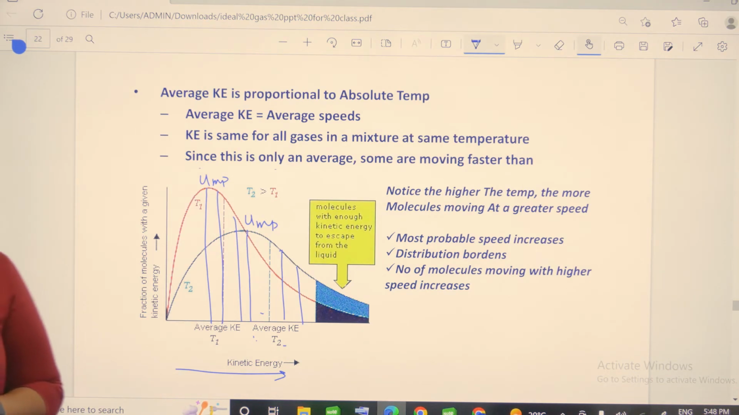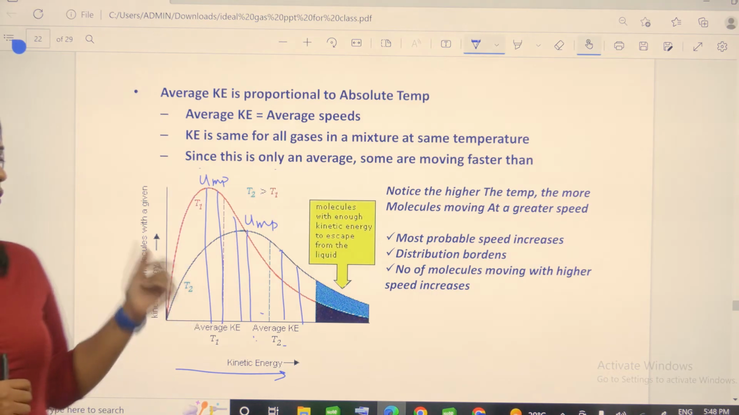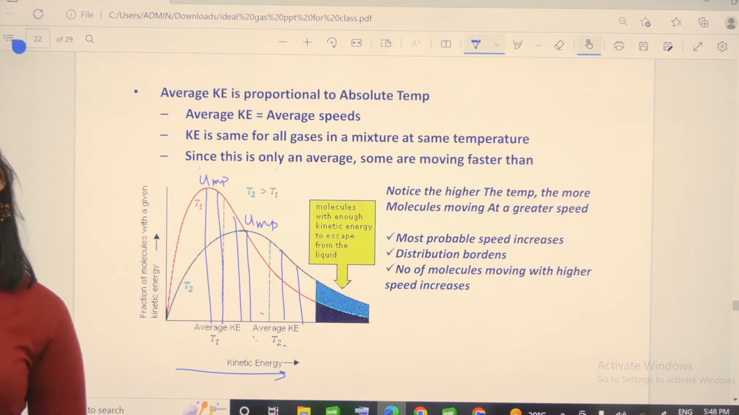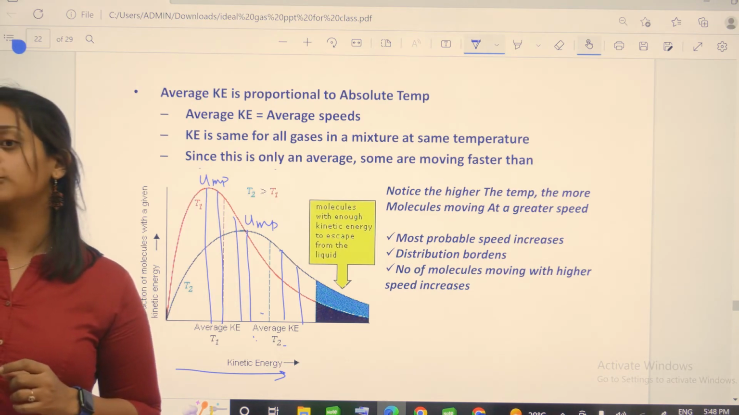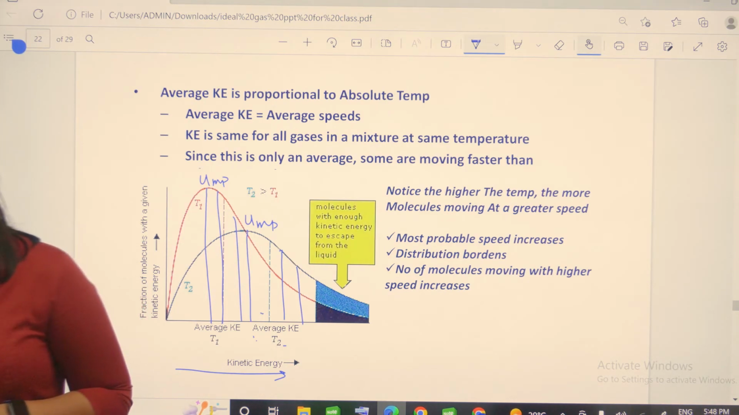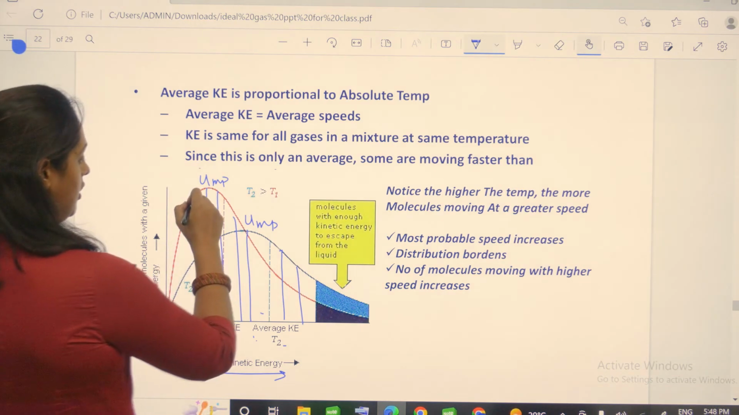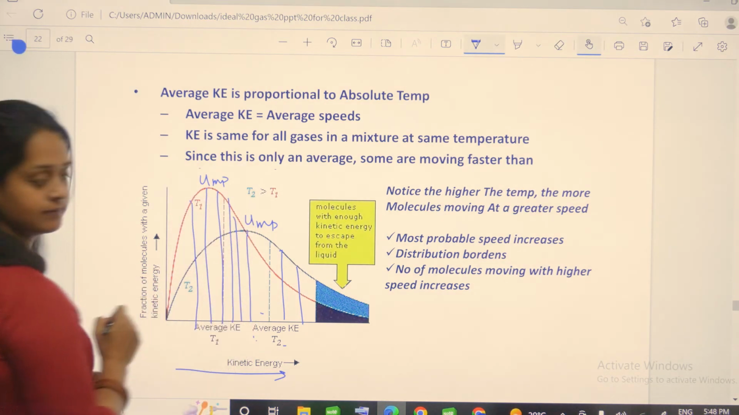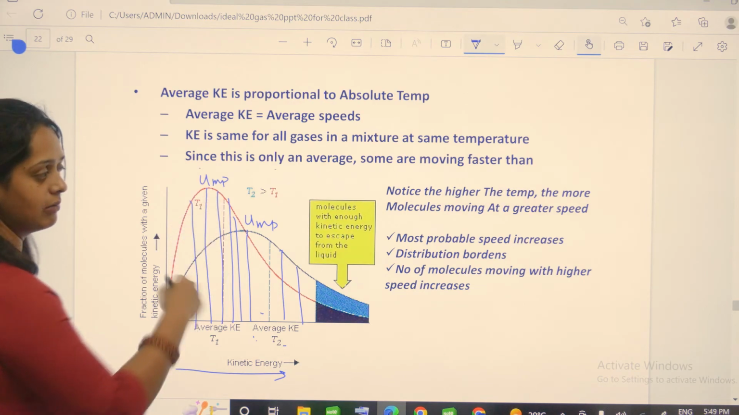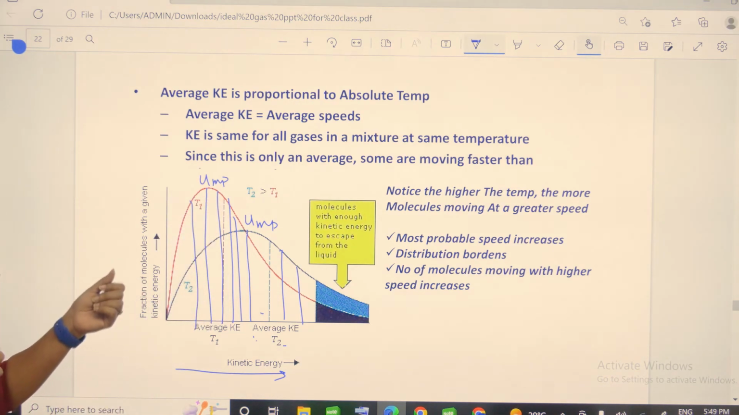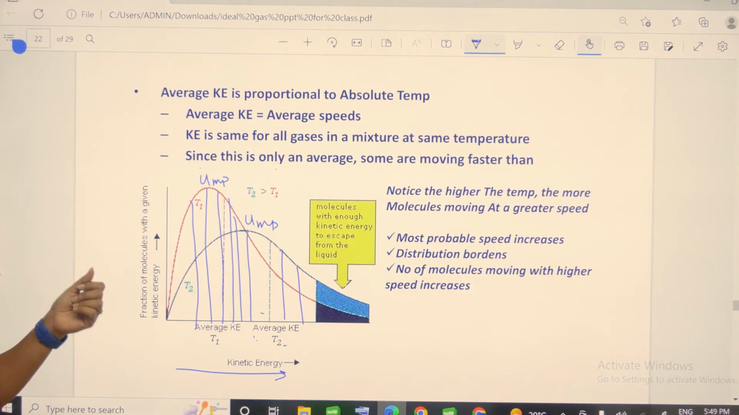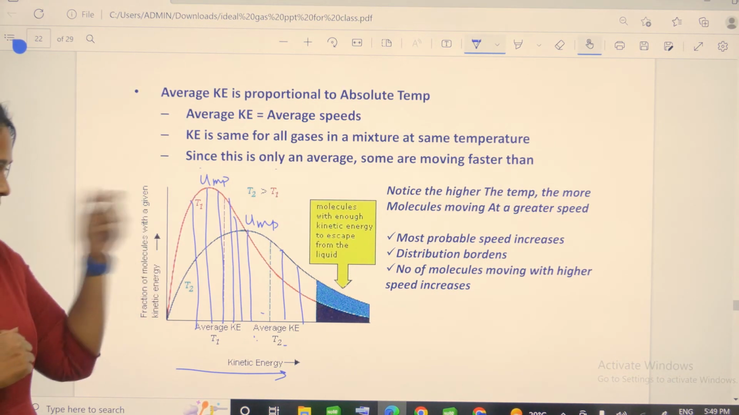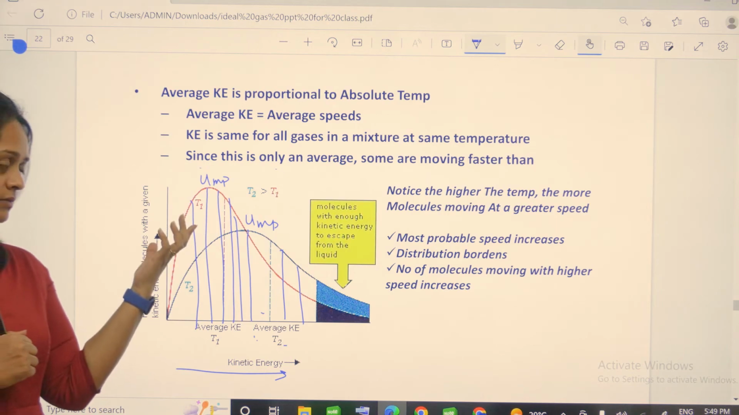But the number of molecules at the most probable speed will decrease. Understanding it that way, you cannot quantify this. Why can't you quantify this? Just imagine, the area under the curve will give me the number of molecules possessing that speed. Let's say in T1 there are X number of molecules with UMP.